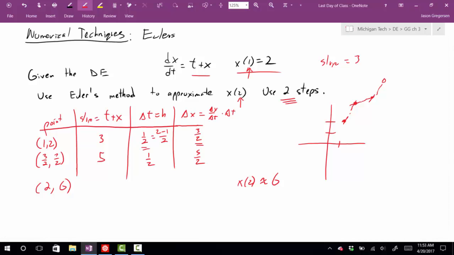Any questions about Euler's? It's a flow thing, right? Get good at practicing building your table.